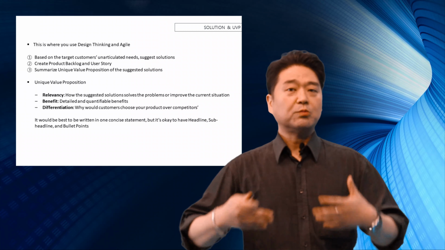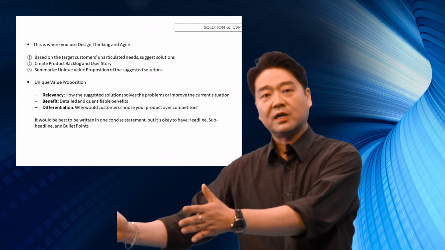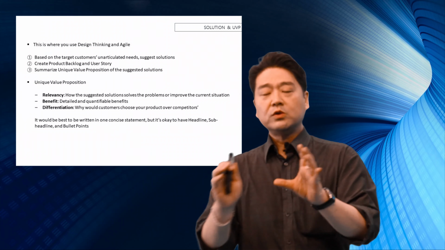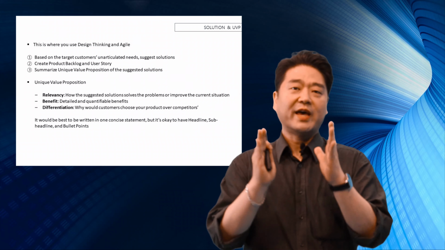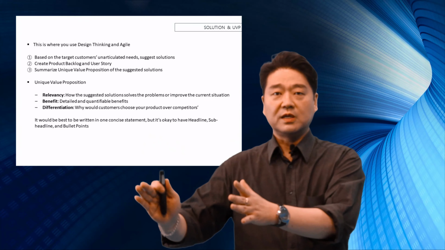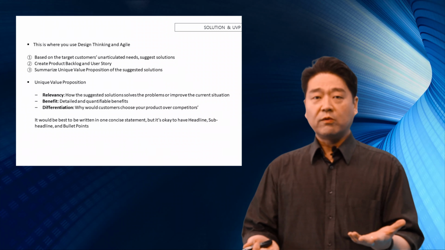We may have the best product ever, but it may not have anything to do with the actual problems that we studied. Then it's not really a good product or solution. When you're writing down a unique value proposition, your product or service actually has to solve the suggested problems. That's relevancy. Now benefit. What kind of benefit do we really offer?